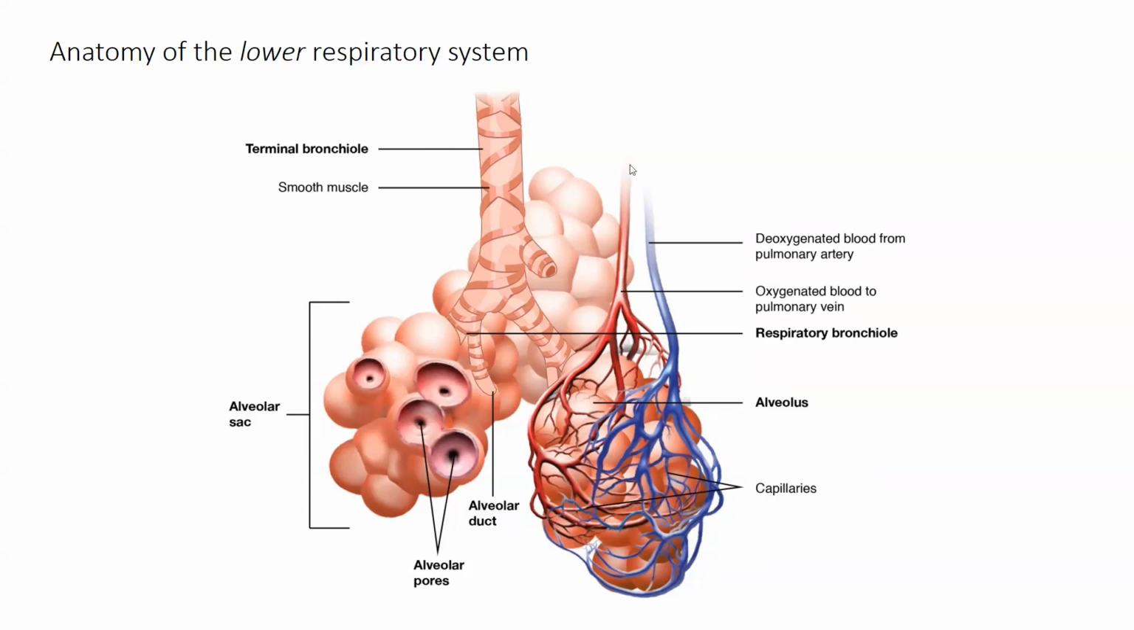So if we look over on the right here, in blue is deoxygenated blood coming from the right heart, and it bifurcates into smaller and smaller vessels into capillaries. Blood moves through the capillaries across the surface of the alveoli. They pick up oxygen and dump carbon dioxide. And then they anastomose into venules and into veins and on back to the left heart in the pulmonary veins.